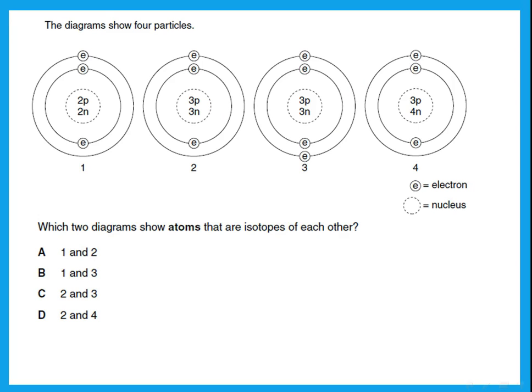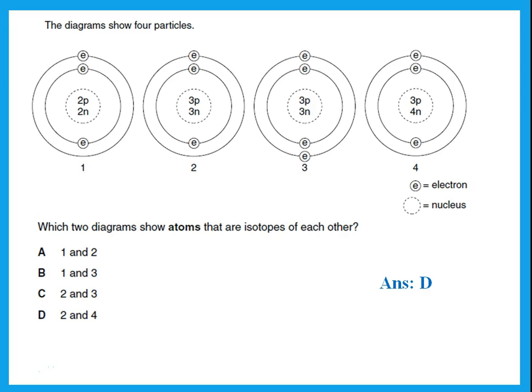The diagrams show 4 particles. Which 2 diagrams show atoms that are isotopes? Again, we said isotopes are what? They have to be same number of protons, different number of neutrons. So from the choices that he gives me, it is D.